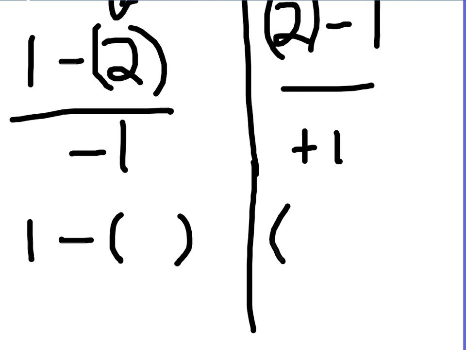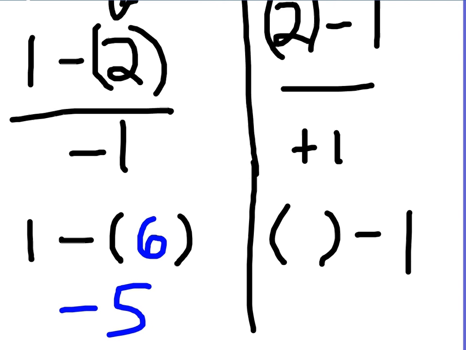6. Good number. Let's plug in 6 for x. And so instead of 1 minus x, we're going to put a 6. What is 1 minus 6? Negative 5. And on the right, 6 minus 1 is positive 5. What's the pattern that we see emerging? One is what and one is? One's negative, one is positive.